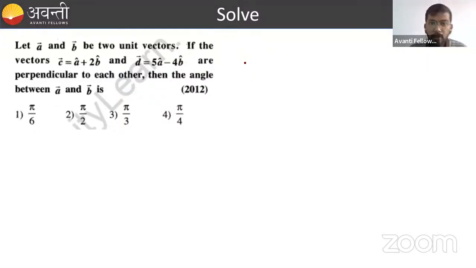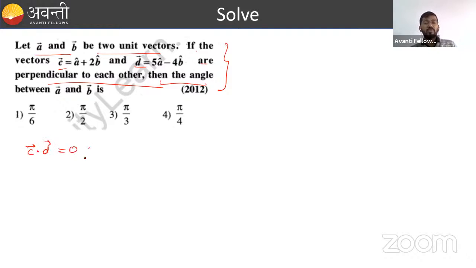Okay. Now in this question, let A bar and B bar be two unit vectors. If the vectors C bar and D bar are perpendicular to each other, then find the angle between them. Whenever we see the word perpendicular, we know that C bar dot D bar is going to be 0, right? So what I will do here is I'll just substitute C bar as A bar plus 2B bar, do the dot product. I will get 5A bar minus 4B bar, and this will be 0, right?